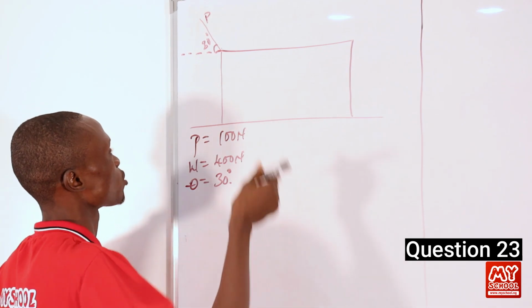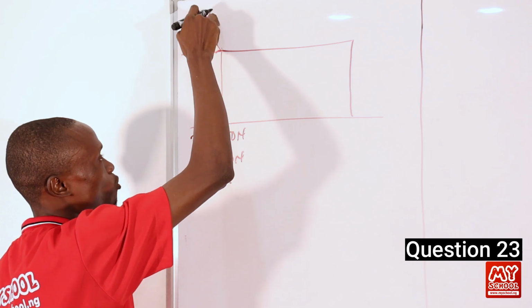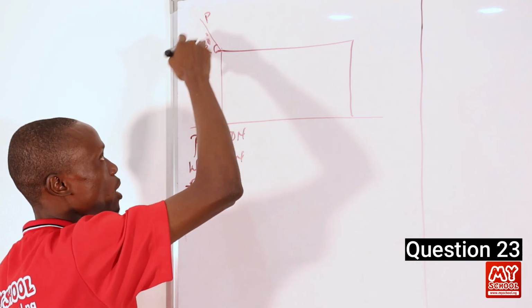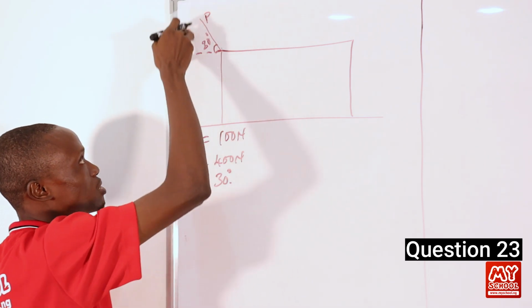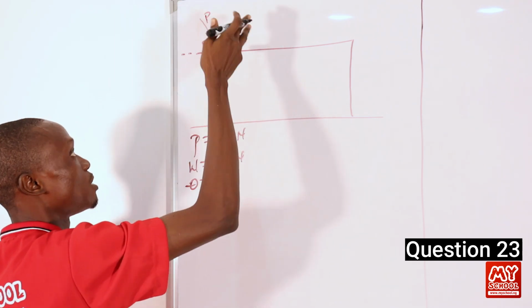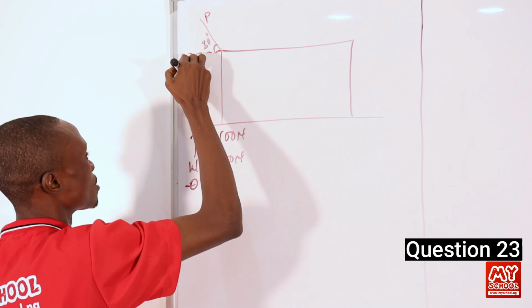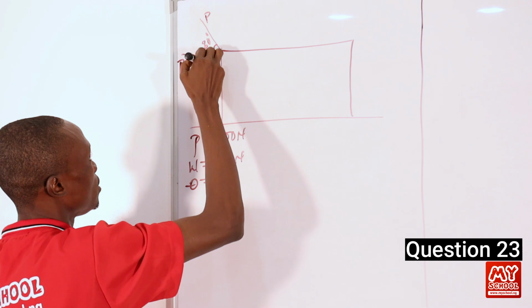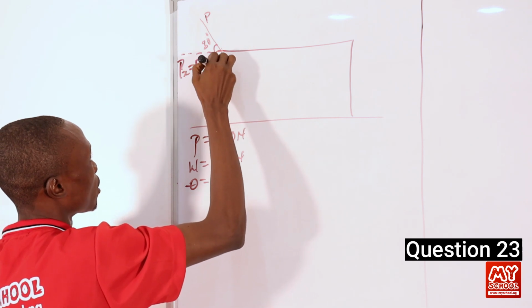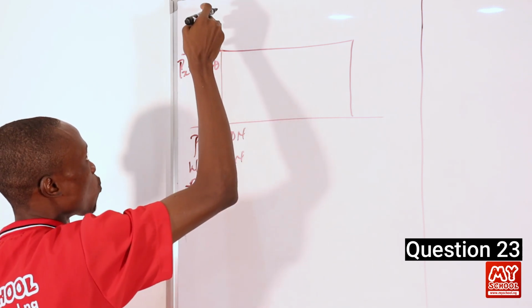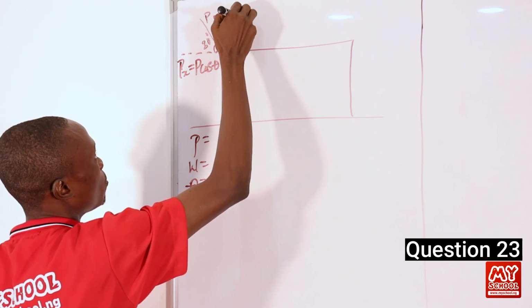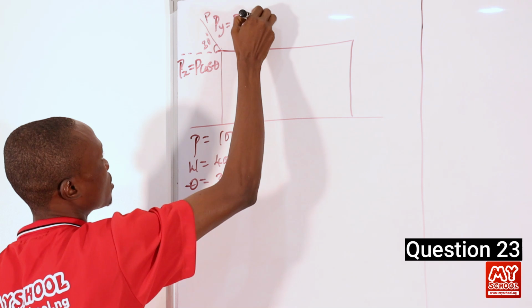First of all, there are two forces acting here. This force P, we have to resolve into x and y components. Since this is in the first quadrant, it is very easy to resolve. So Px, the horizontal component, becomes P cos theta, and the y component becomes Py equals P sine theta.